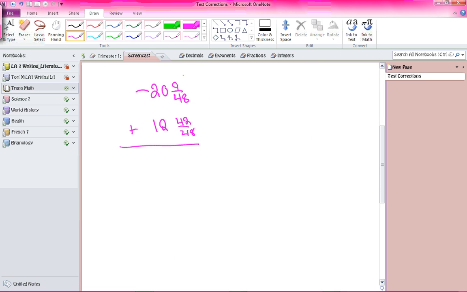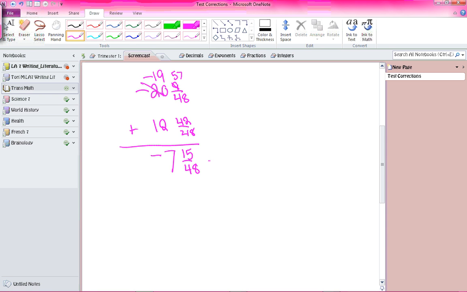Since 9 is smaller than 42, I'm going to have to borrow. So I'm going to make this negative 19 and 57 over 48. So negative 57 plus 42 will be the same thing as 57 minus 42. And that would leave me with 15 over 48. So now I have negative 19 plus 12, which leaves me with negative 7.